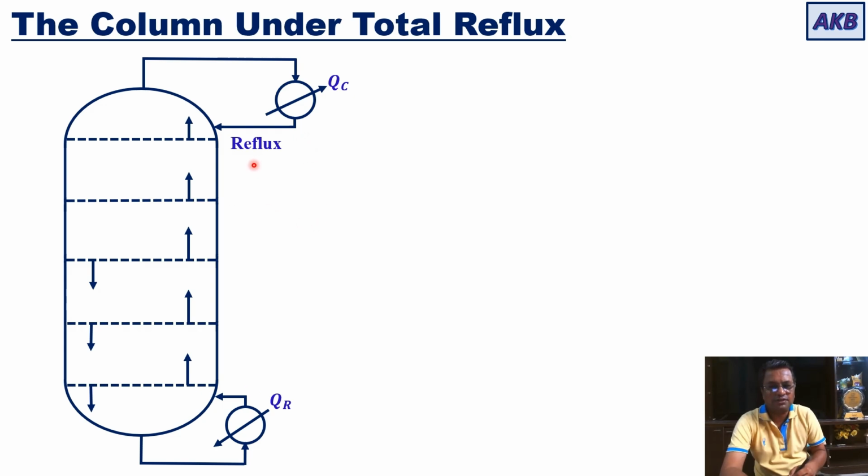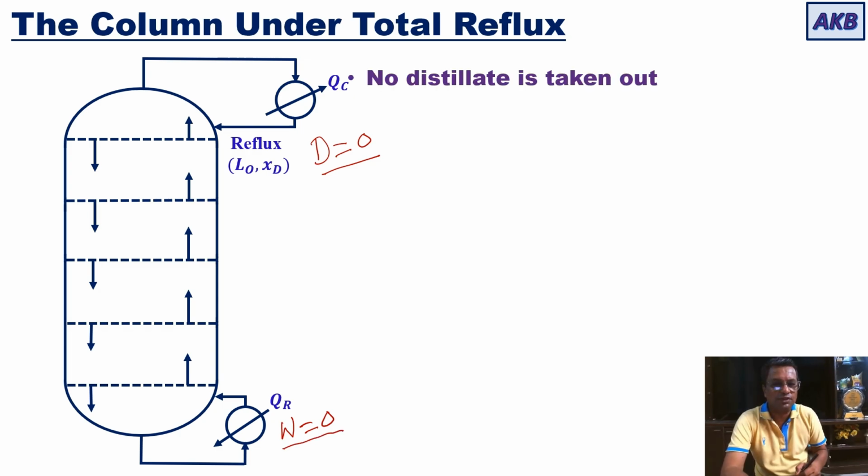So all the condensate is going back to the column as reflux. L0 is its molar flow rate, xD is the mole fraction of the more volatile component in it. After entering the column, it will flow down and join the liquid on the feed plate. The bottom product is also not taken out. And this is how the column is operated under total reflux. So you are not taking distillate, so in this case the molar flow rate of distillate D is 0. You are not taking out bottom product, so the molar flow rate of the bottom product W is also 0.